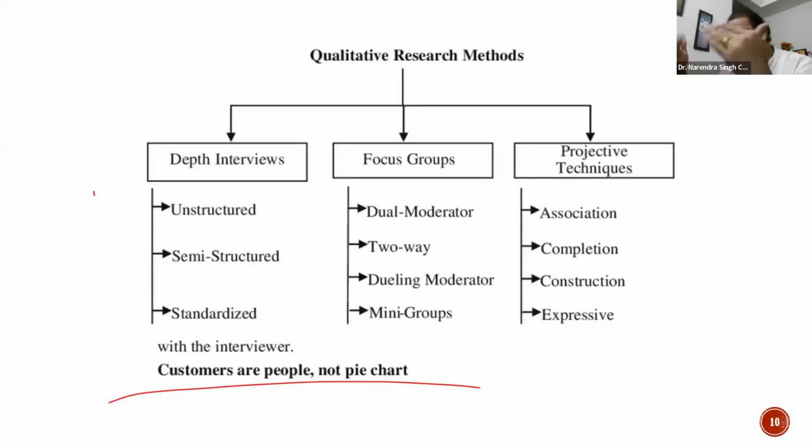Standardized means you have made a questionnaire and the people have to just write into it. That's it. You collect that and then you analyze it. Then focus groups, where at times dual moderators moderate the sessions, and we try to understand the responses which have been coming.